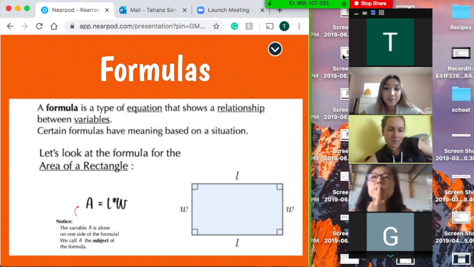So let's go on to formulas now. A formula is a type of equation. It shows a relationship between variables. Looking at the area of a rectangle formula, the area A is the length times the width. Notice that A is the subject of the formula because it's alone and on one side.